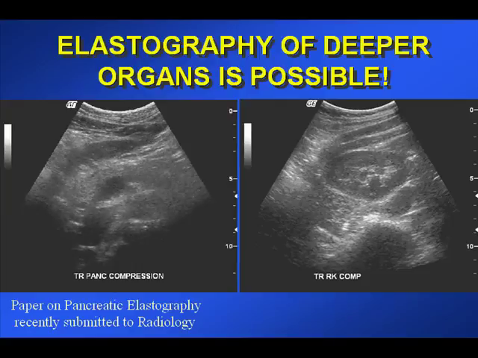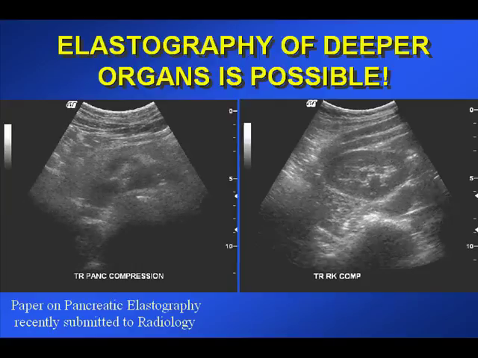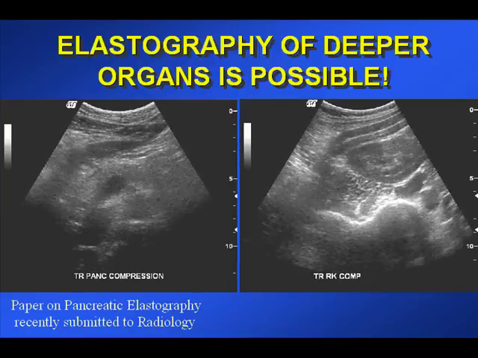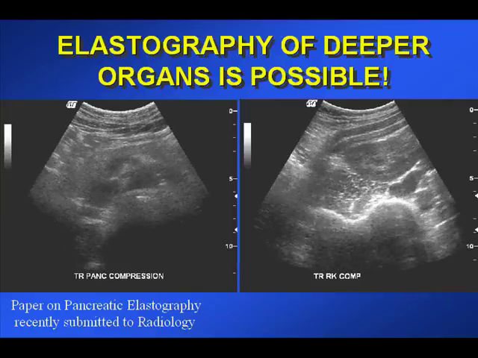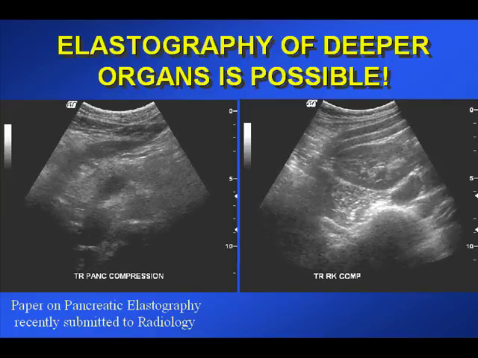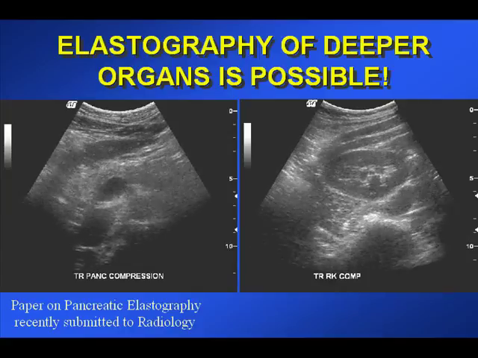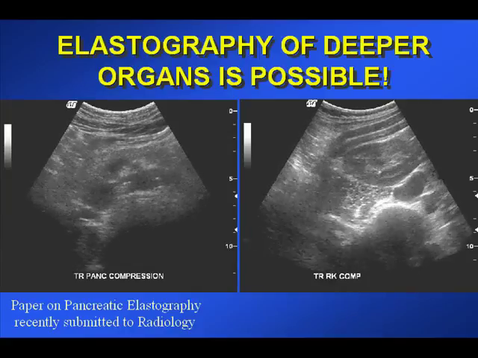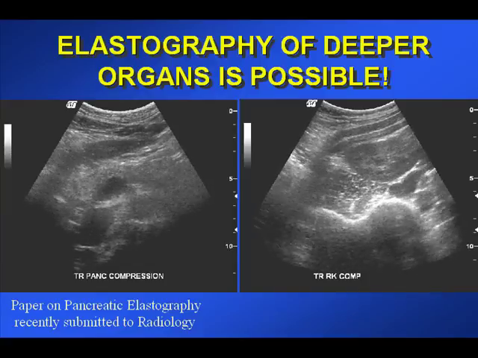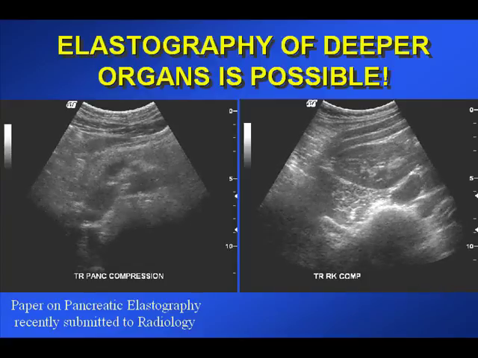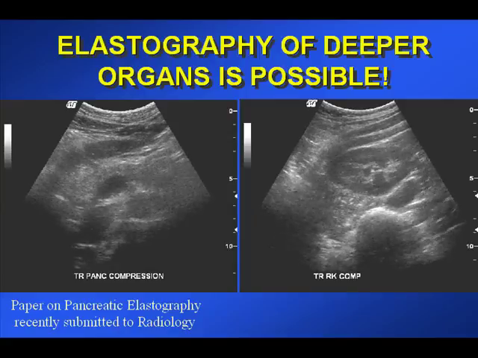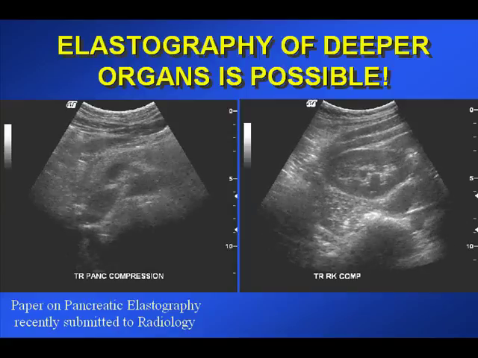This is just an example I have created showing how I can compress the pancreas, which is shown on the left-hand slide, and the right kidney, which is shown on the right-hand part of the slide, showing that the kidney both displaces and flattens out slightly in response to the pressure. That is more than sufficient to create an elastogram or a strain image of the kidney and pancreas.